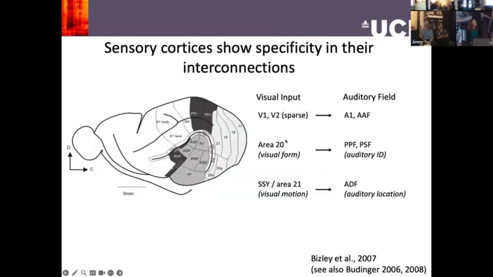We can also do some anatomy. Again, don't worry about the details of this. It's just to say that there are really quite specific projections from different bits of the visual pathway to different bits of the auditory pathway. And again, that suggests to us these projections might play a role.